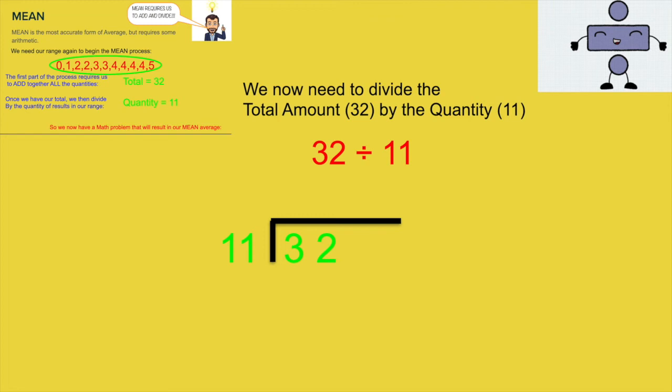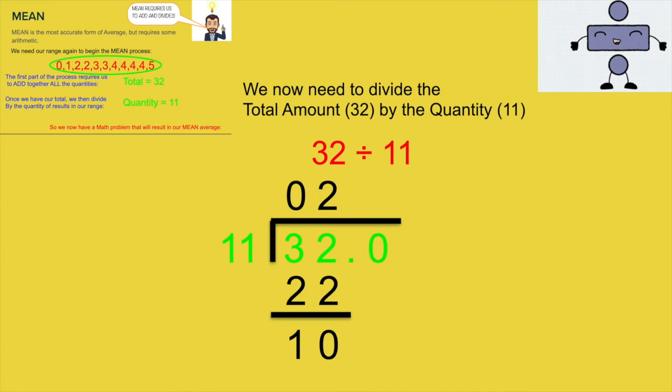Let's go for it. All right, so 11 into 3 we can't do. That's going to be 0. So we're going to go straight to 11s into 32. We know there are 2 11s in 32. 2 times 11 is 22. 32 take away 22 is 10. Now, what we can guess here is we're going to have this 10 left over because 11 doesn't go into 10, does it? So we know we're going to be dividing a decimal number now.